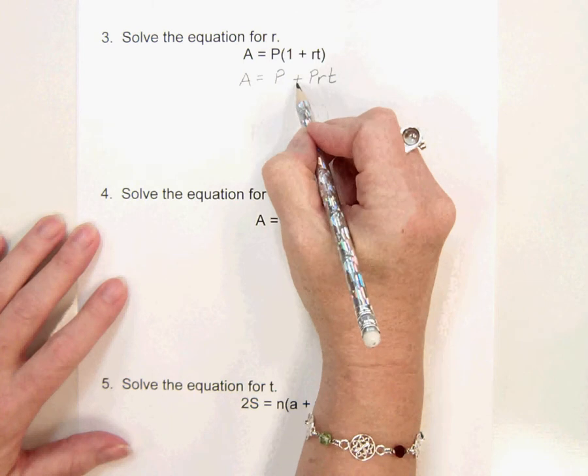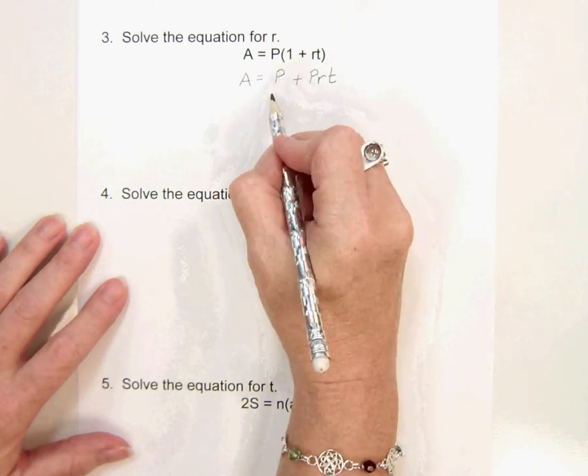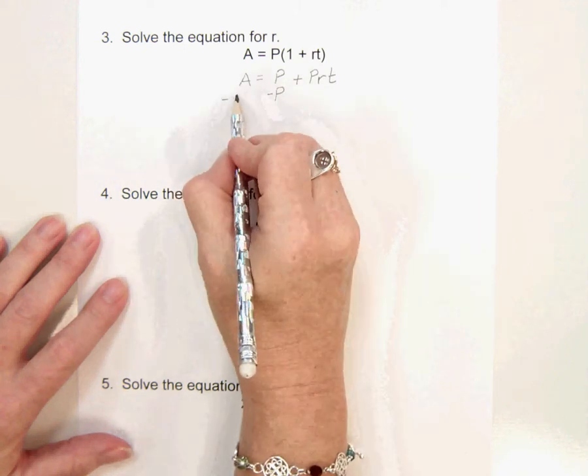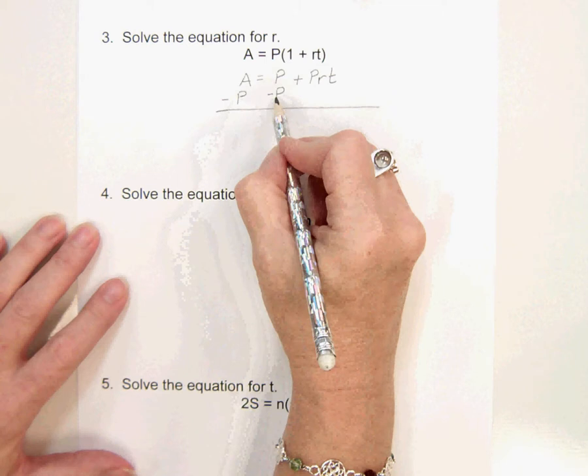Now since there's addition of this P, we need to move this P first. To move a P to the other side, we're going to subtract it on both sides of the equation.